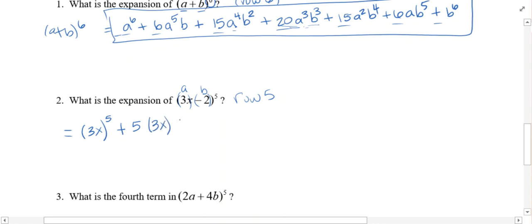I have 3x, but 3x is going to go to the 4th power, and I have a negative 2 to the 1st power. Okay, so those exponents again have to sum to 5. Okay, the next coefficient in the row is 10. I have 3x to the 3rd, negative 2 to the 2nd.